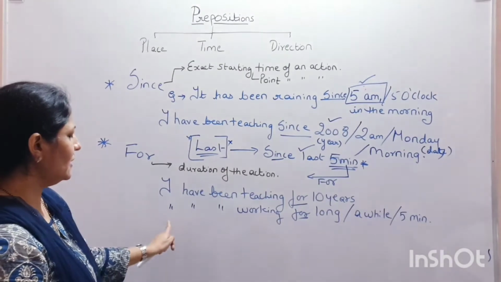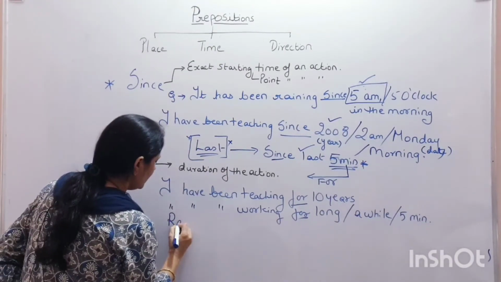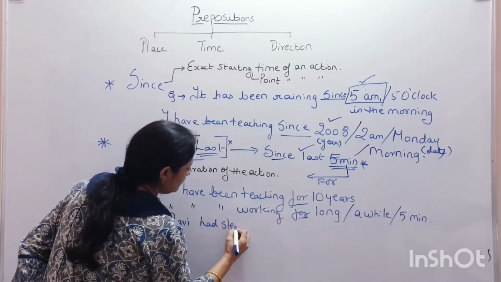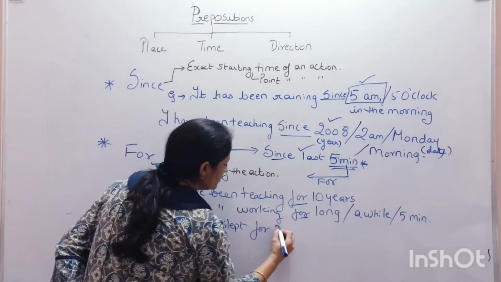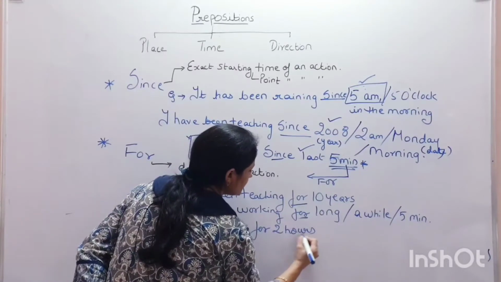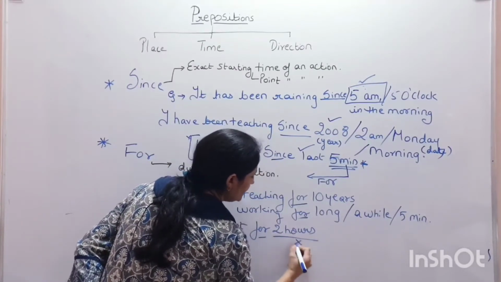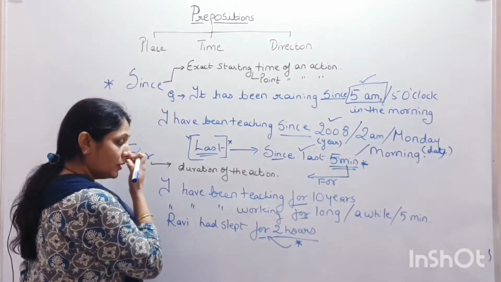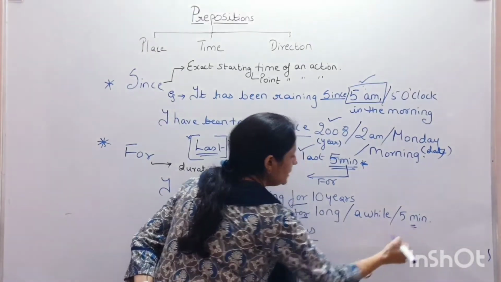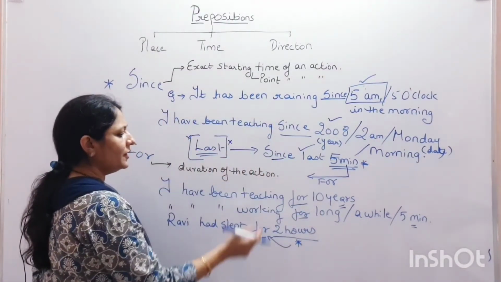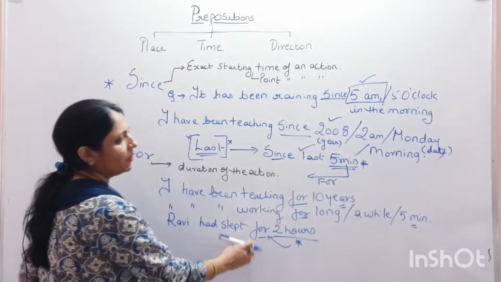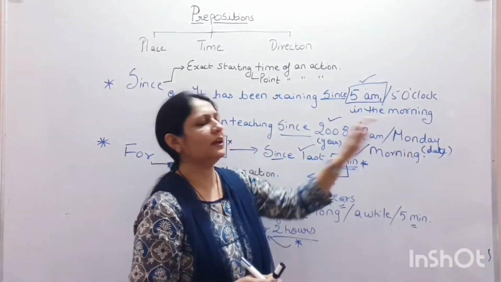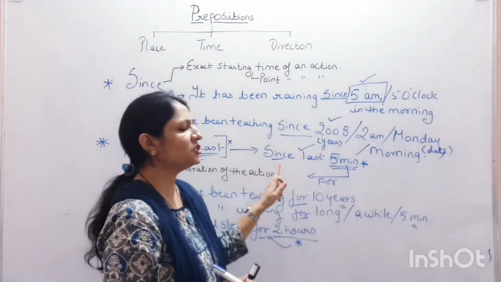I can also say, Ravi had slept for 2 hours. Here again, with the word hours also, we use the preposition for. With hours, with minutes, with years, we always use the preposition for. But with time and with year and with day, we always use the preposition since.